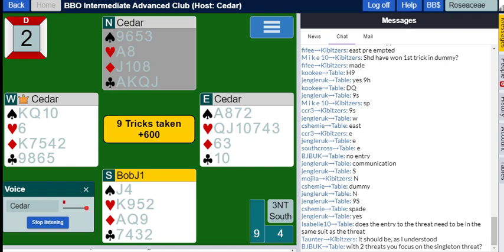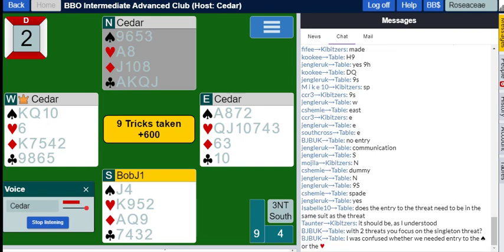With two threats, you focus on the singleton threat. You work through the plan. You work out where the threats are. You work out which one is the entry. You decide if they're split, you have an automatic squeeze that works against anybody, and you play to end up with a single threat, you cash it, or cross to the entry threat.